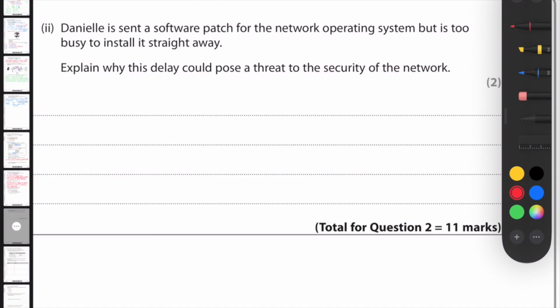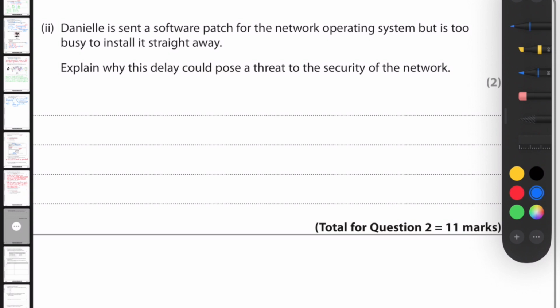Okay? And then finally, Daniela is sent a software patch from the network operating system, but is too busy to install it straight away. So, if you've got MacBooks or Windows computers, every now and periodically you'll get a message saying, please update your operating system. So if you don't do it straight away, or when it says do this overnight, what might be the problem? That's what it's trying to say. Explain why this delay could pose a threat to the security of the network.